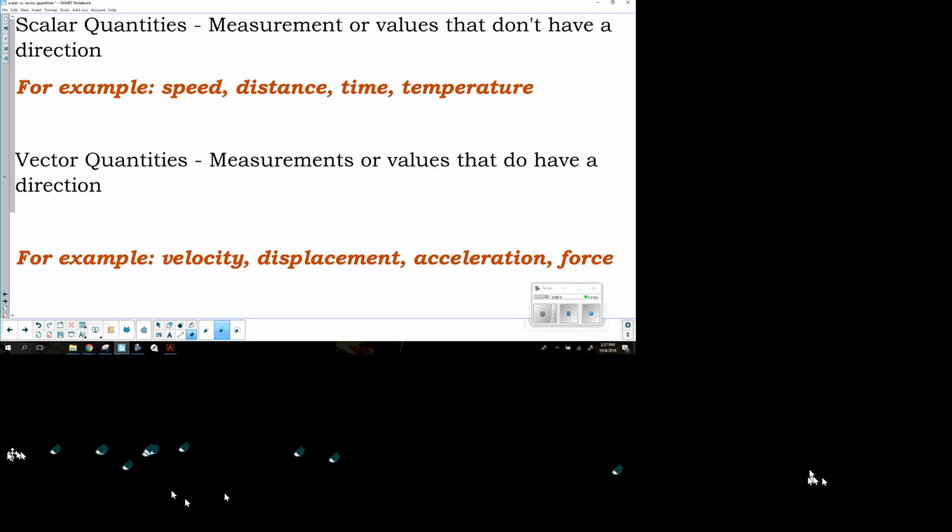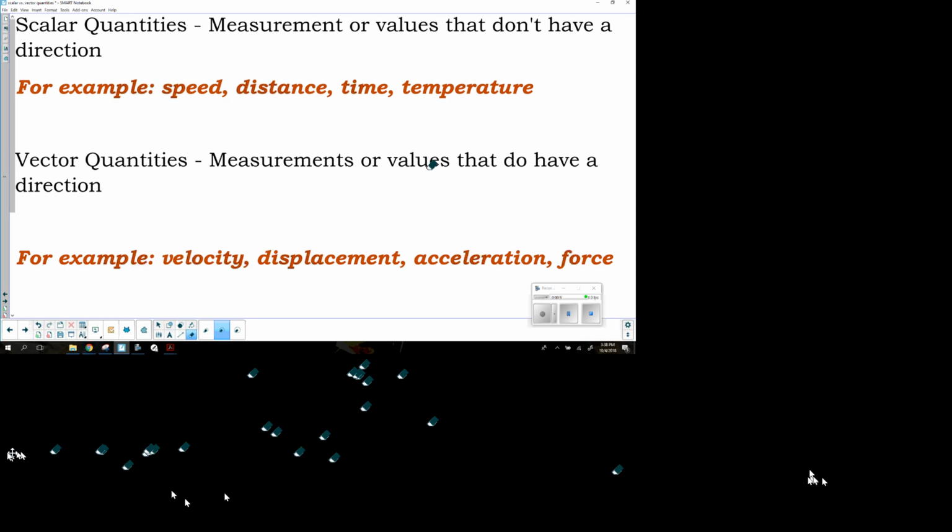So, two definitions for you to know. Scalar quantities are measurements or values that do not have a direction. For example, speed. If I say I'm traveling 60 miles per hour, I have that speed, but I don't know if I'm going north, east, south, or west. Whereas if I change speed to velocity, I can say I'm going 60 miles per hour east or 60 miles per hour south. By adding a direction to the speed, I change it to a velocity.